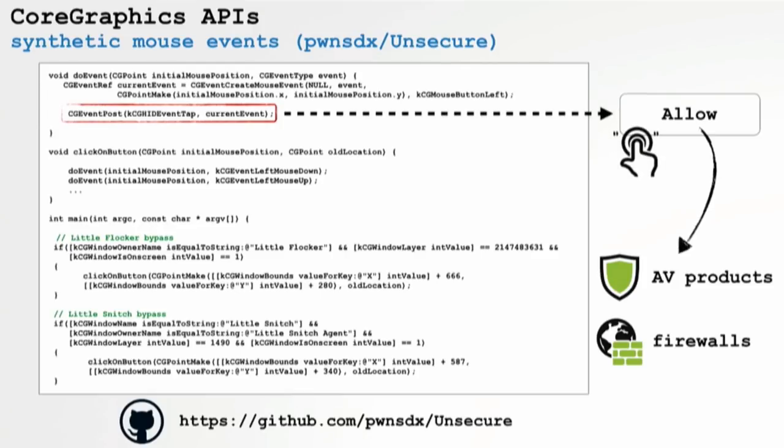Finally, in terms of using core graphics to generate and post synthetic events, we have the Unsecure proof of concept project on GitHub. It's designed to target third-party firewall and antivirus products. Again, what it does, pretty simply, is look for the alert windows, get the coordinates of the allow buttons, and then send a synthetic mouse click event to both dismiss the alert and allow the action.